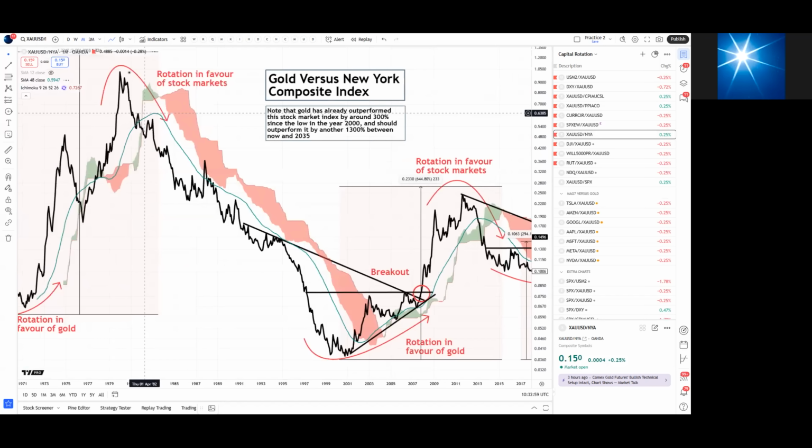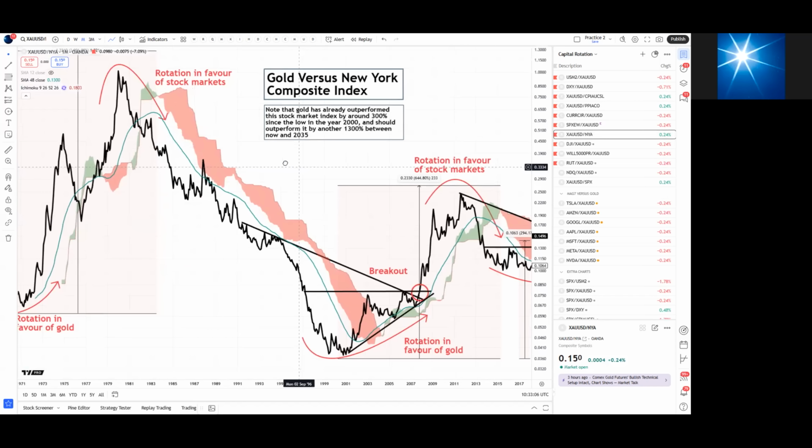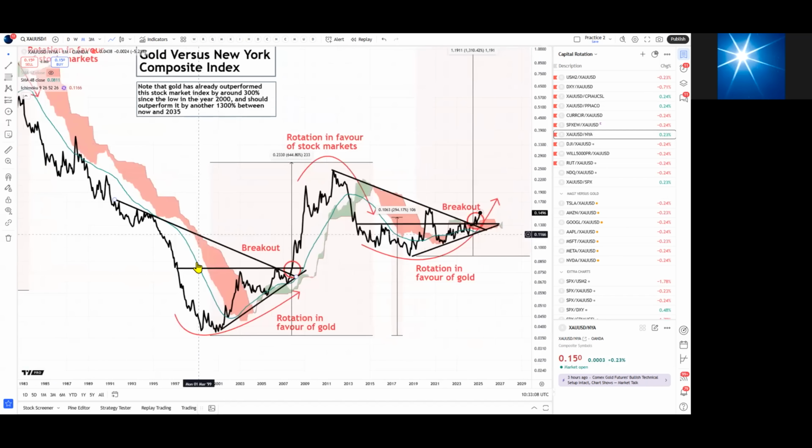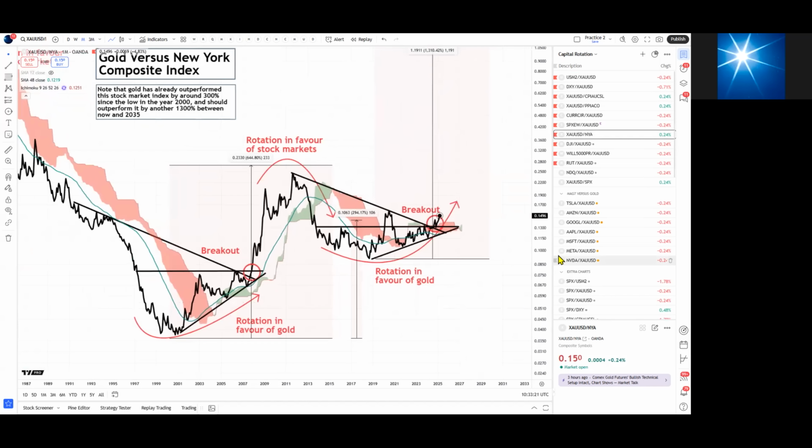When the chart rotates in the opposite direction, it's in favor of stock markets. So when the chart reaches a high point and rotates downwards, stock markets are in favor. And then you can see really what's happened here is the chart reached a low point and rotated upwards. And then we've had a consolidation, really. This is nothing more than a pause in an ongoing huge bull market. That's how I would characterize that.